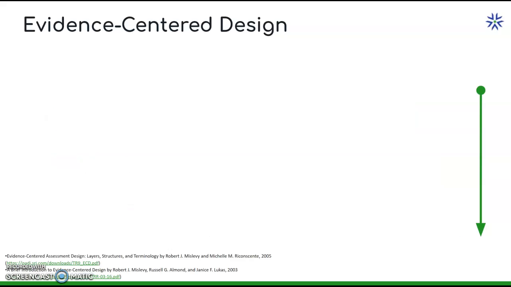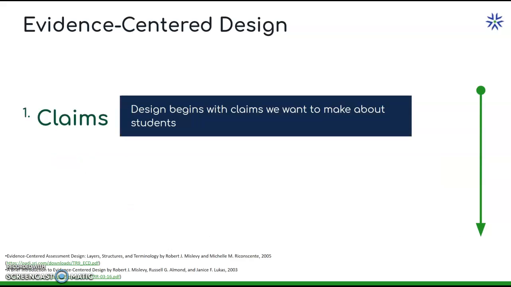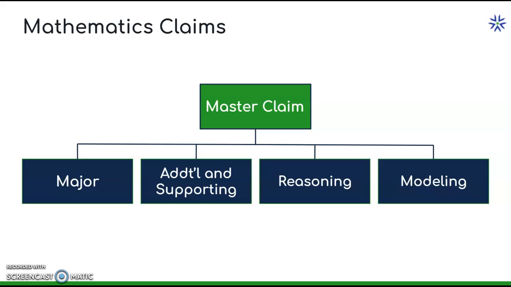So for example, in the case of claims, you have your master claim for every grade level. In 6th grade math, you have your major, additional supporting, reasoning, and modeling claims. Our assessments over the course of the year will have a mixture of items to measure all of those. Most of them will be on the major content, as you would expect. But for every assessment or every progress check, there will be at least one reasoning, one modeling item.